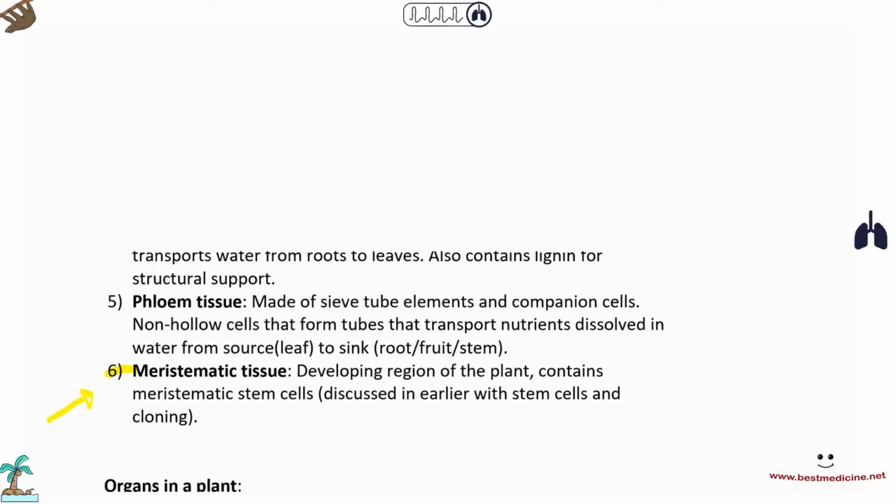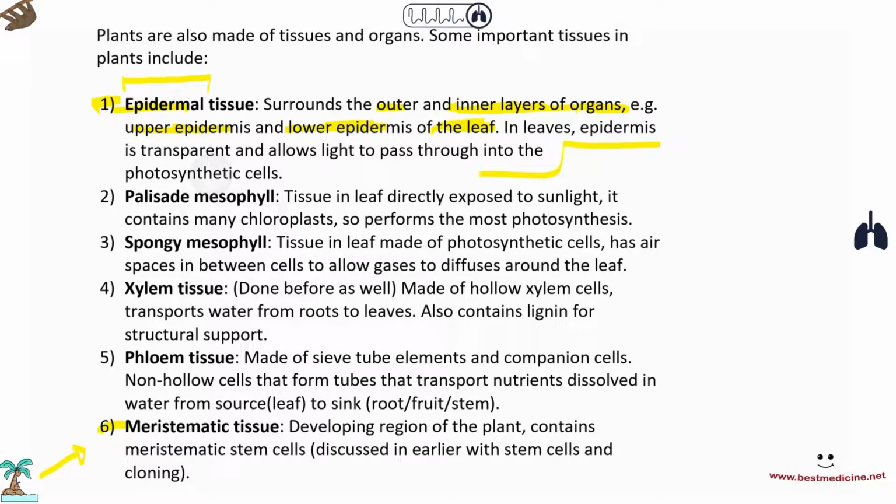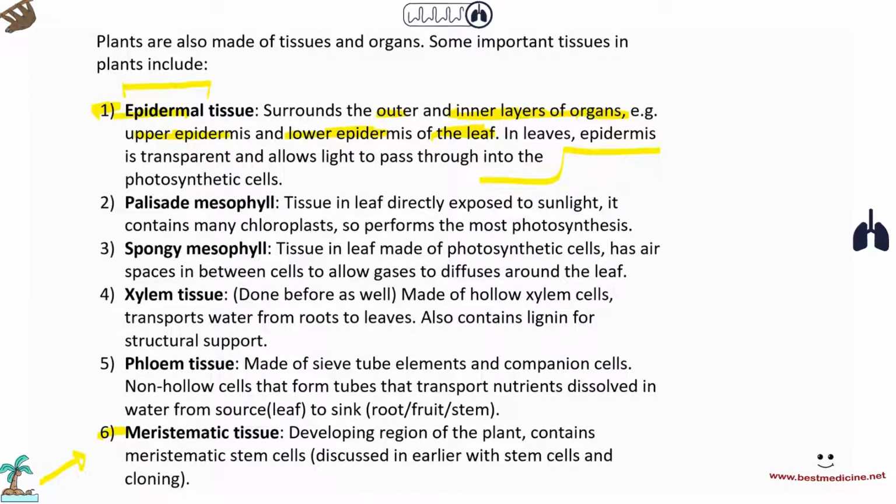So let's go back. So again, the palisade mesophyll is a tissue in leaf that is directly exposed to sunlight. So it contains many chloroplasts and therefore performs the most photosynthesis. Spongy mesophyll, this is a tissue in leaf made up of photosynthetic cells, but it also has air spaces, so it allows gases to diffuse around the leaf.